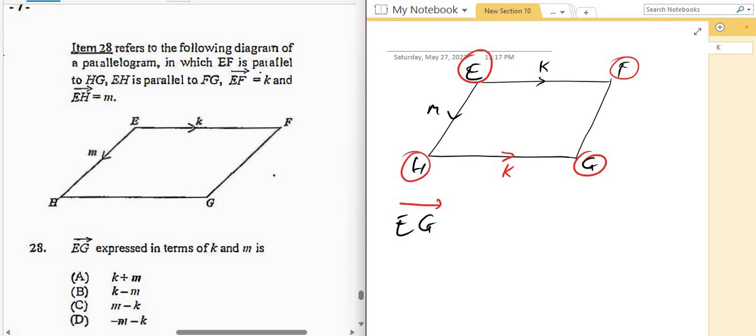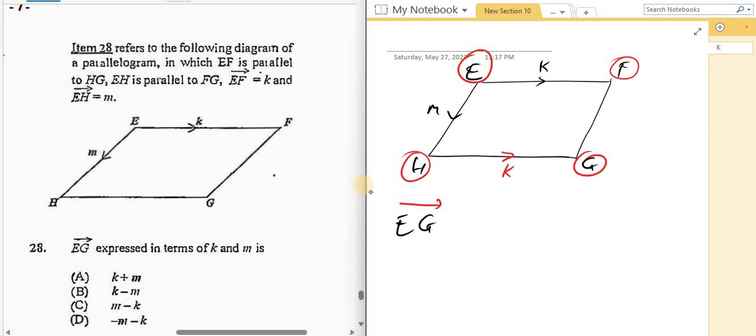And they're also the same length. How do we know they're the same length? Because in parallelograms, the opposite sides have the same length and they're also parallel. So again, the opposite sides will be the same vector. So EF is actually equal to HG, which is equal to K.